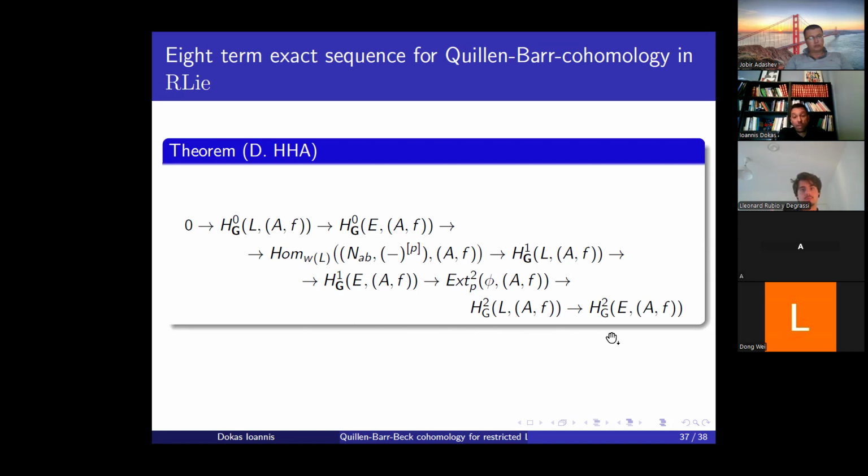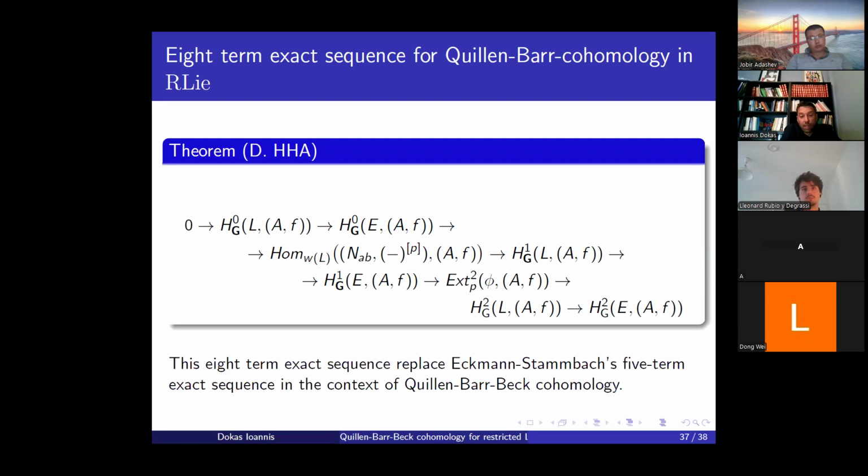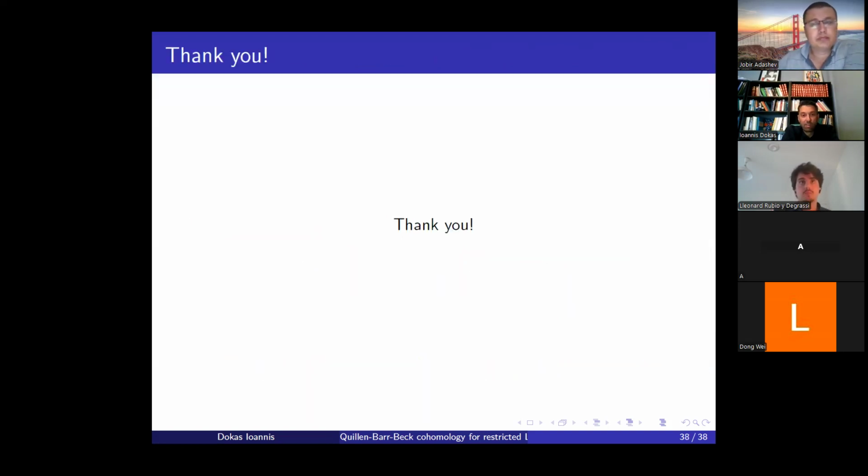We use the theorems that we have just proved with the interpretation of extensions, and we get an 8-term exact sequence like this. So in this way, what we do is replace the Ekman-Stammbach 5-term exact sequence by this 8-term exact sequence in the context of Quillen-Barr-Beck cohomology theory. So basically, this was what I would like to present today.